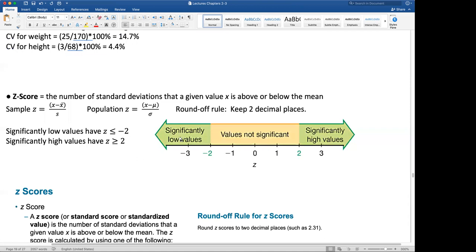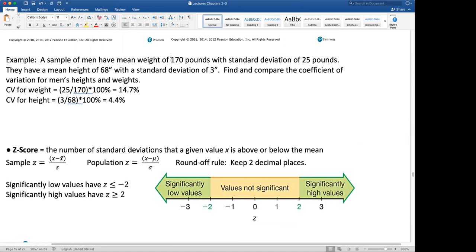Okay, for example, back to that example. The first data set has a sample mean of 170 and a standard deviation of 25 pounds. Then we just pick one data value, say, maybe 205 pounds. I want to figure out how far that data value is from the mean, so that we can tell whether it is significantly low or significantly high.